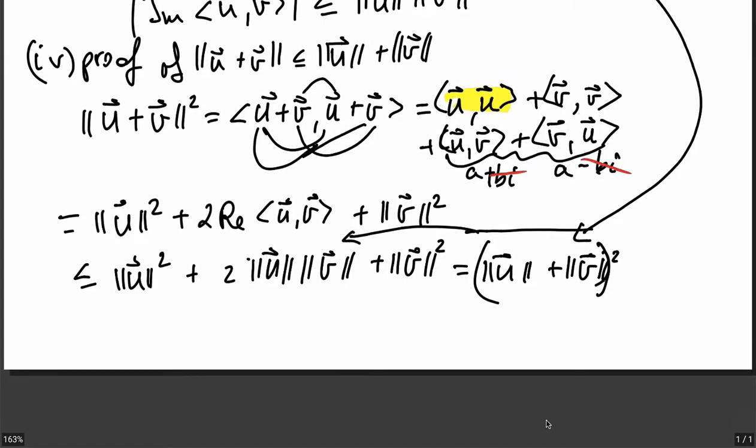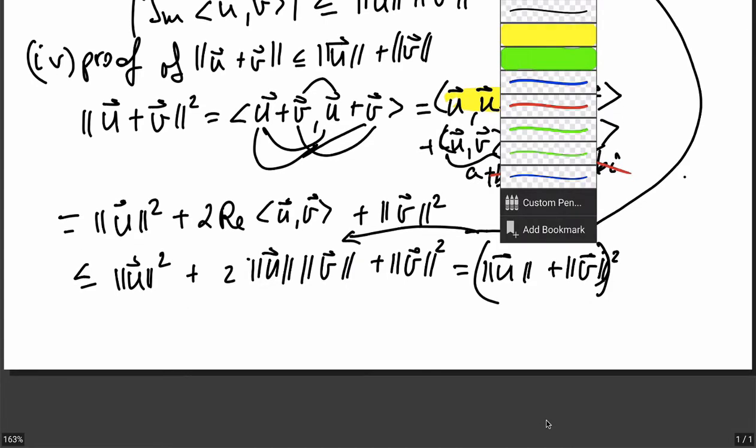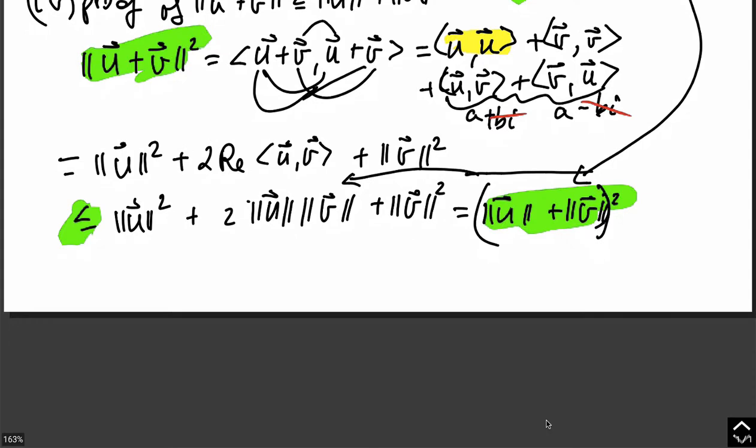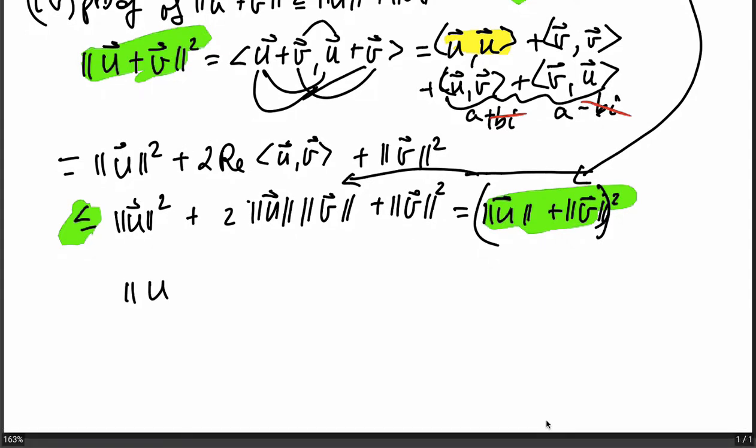Comparing where we started, this is actually the inequality we need, except this is with the square. But since the norms are non-negative numbers, if we remove the squares, the same inequality holds in the same direction, that the norm of u plus v is less than or equal to the norm of u plus the norm of v, which completes the proof of property 4.